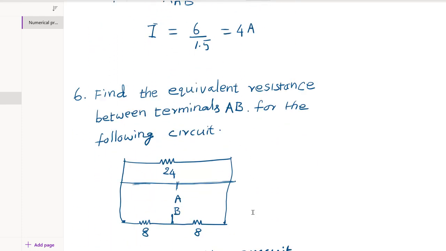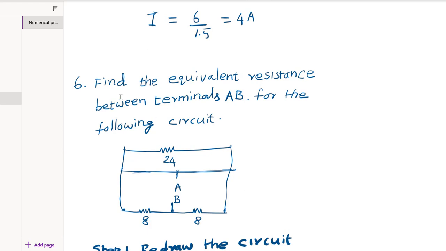Next, let me take another problem. Find the equivalent resistance between terminals A and B for the following circuit.